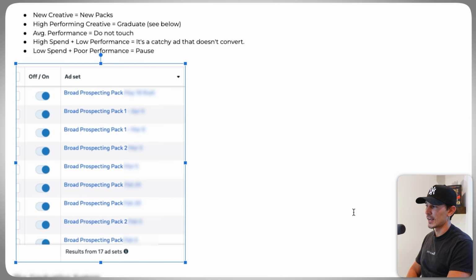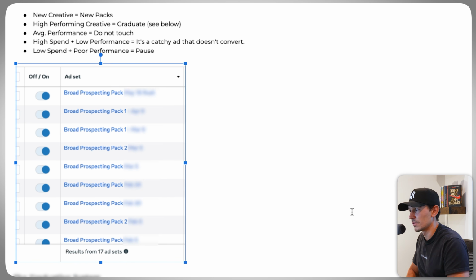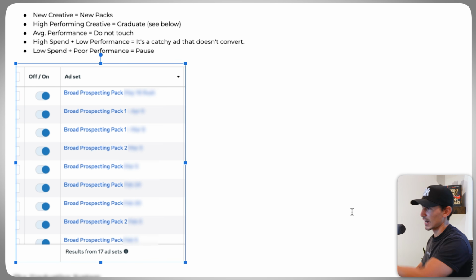You will see your ad account start to look like this. This is just an example from a client that we manage. You will eventually have dozens of active broad prospecting packs within your prospecting campaign, and I don't even have room here to show you all the interest groups below.